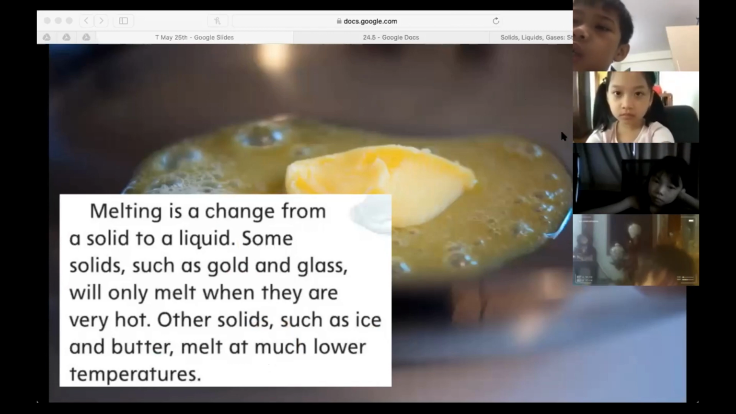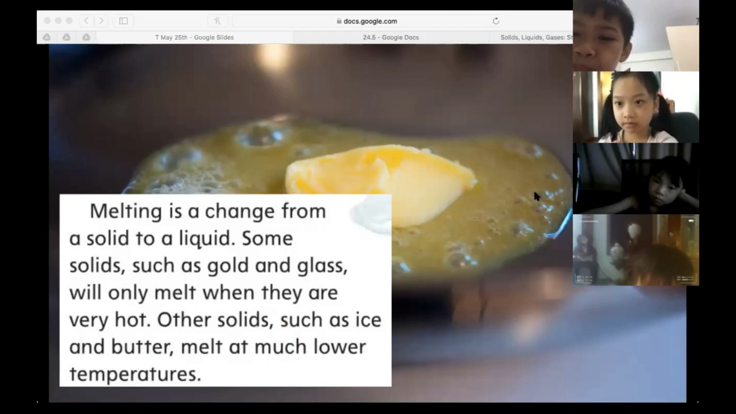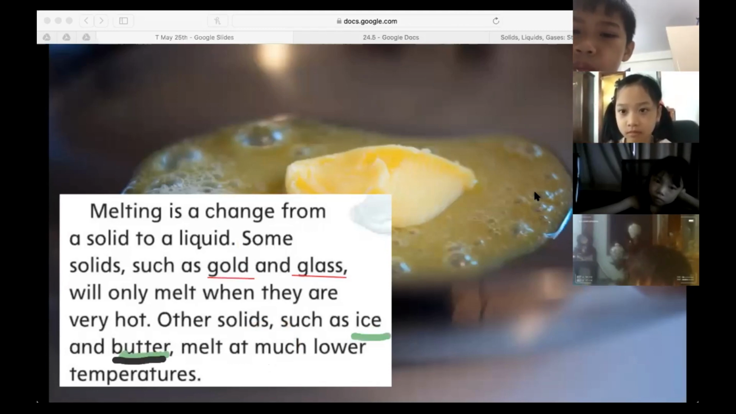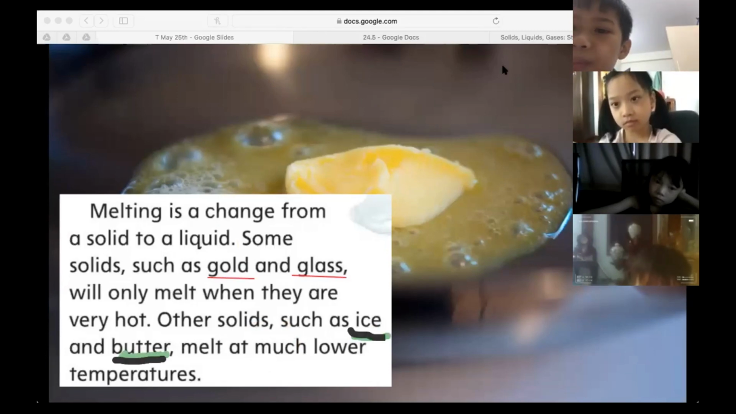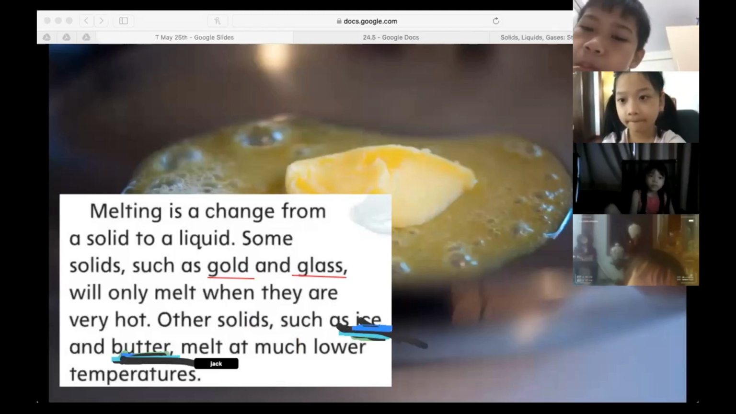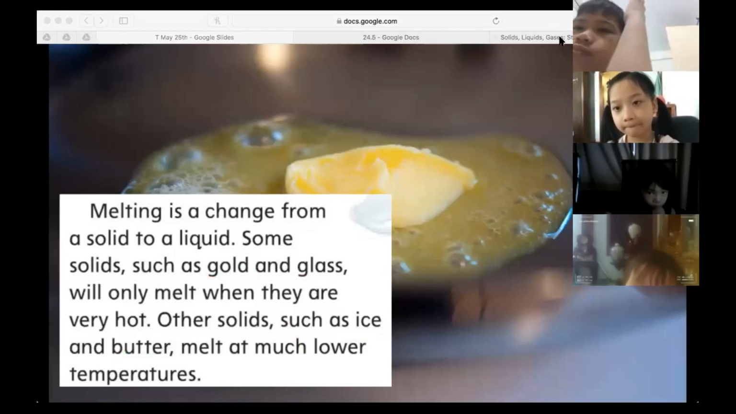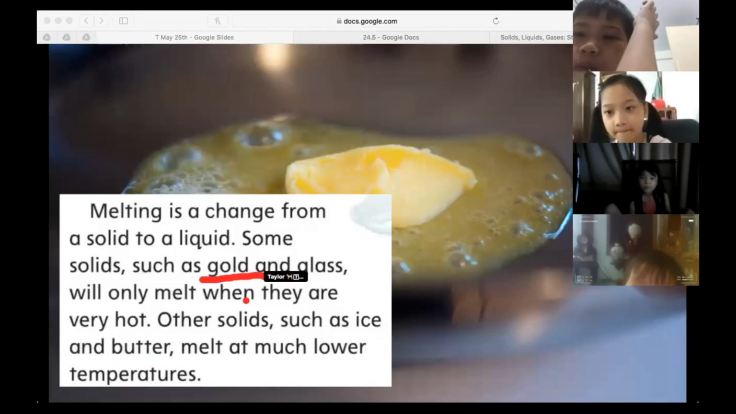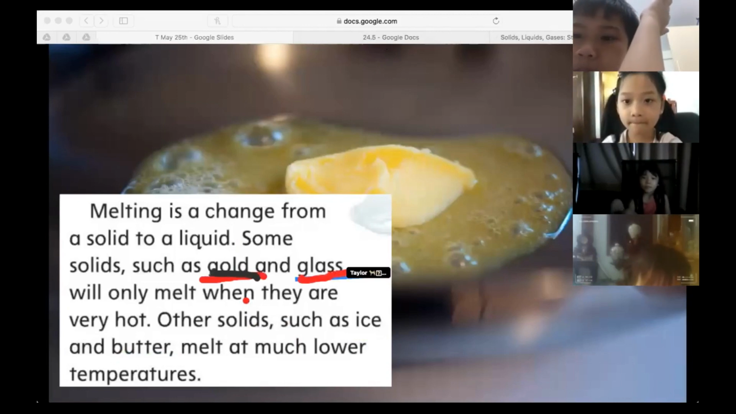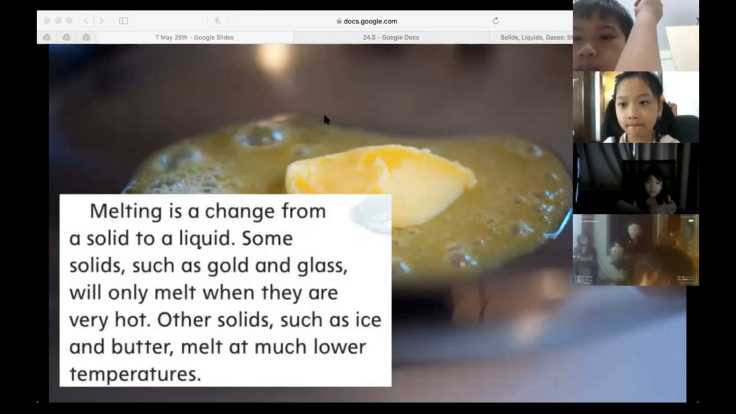I want you to underline the ones that melt at the lower temperature, when it is not as hot. Which ones will melt sooner? Which ones will melt at the lower temperature when it is not as hot? Much better. Those ones will melt at the lower temperature. Which ones take a lot of heat to melt? It needs to be really high temperature, maybe 400 degrees Celsius. It could be really, really, really hot. Very good. Nice work.